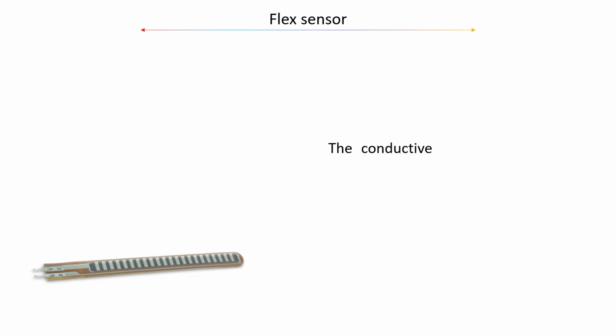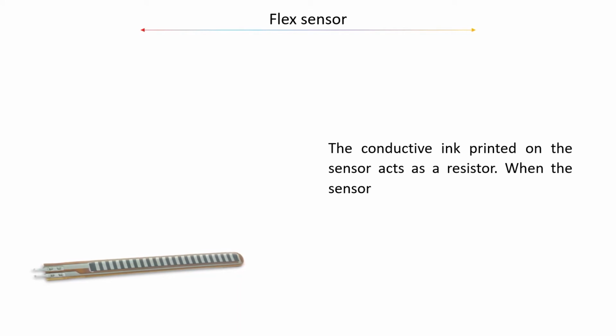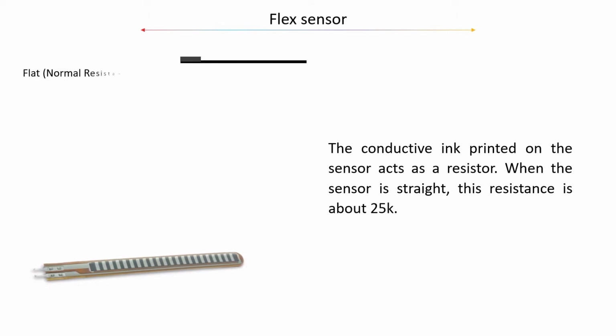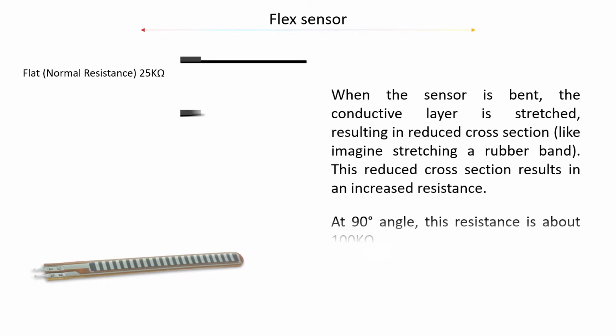The conductive ink printed on the sensor acts as a resistor. When the sensor is straight, this resistance is about 25K. When the sensor is bent, the conductive layer is stretched, resulting in reduced cross-section. Like imagine stretching a rubber band. It works similar to that. This reduced cross-section results in an increased resistance.